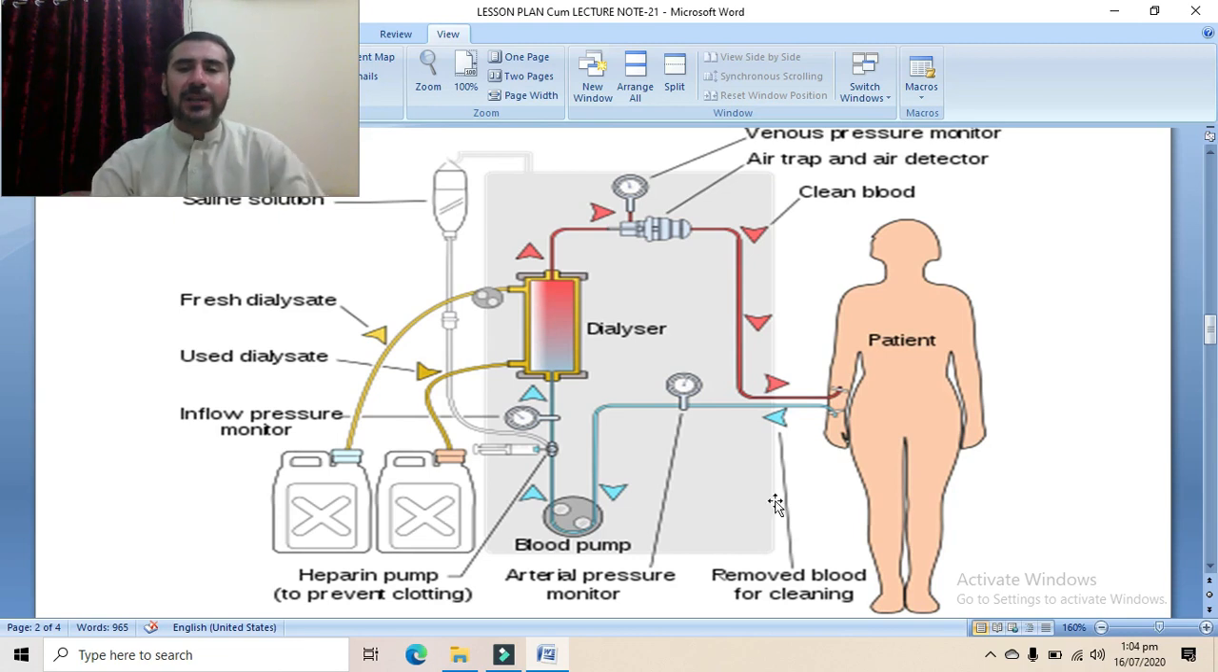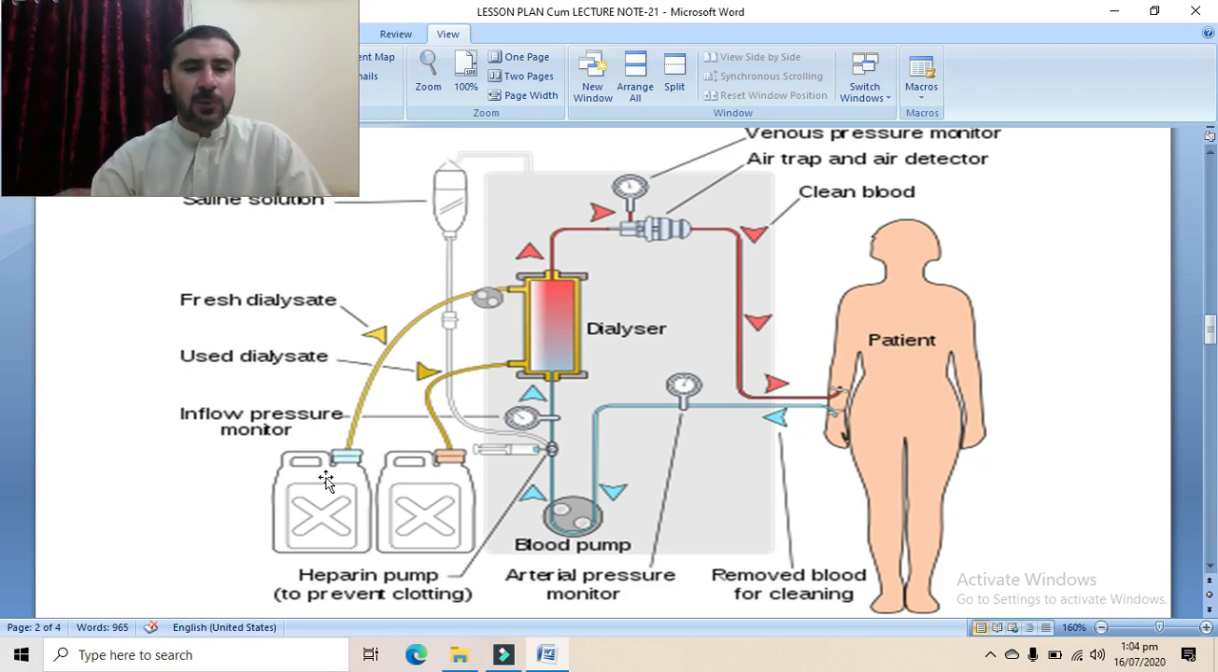In hemodialysis, two catheters are basically used. One is inserted into the arm, into a vessel. Blood is drawn from here. It is pumped through this blood pump into this dialyzer. The dialyzer contains cellophane tubes which are made of semi-permeable membrane. Their walls are made of semi-permeable membrane.